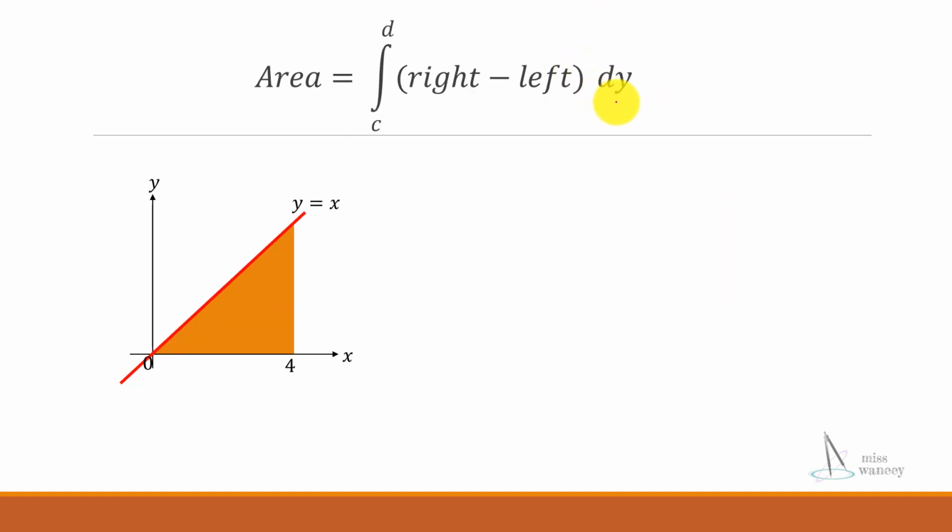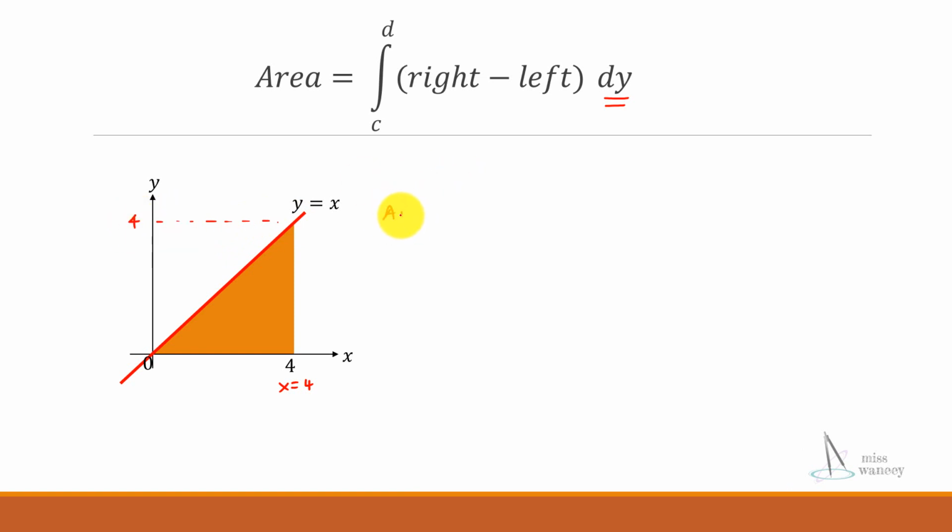Okay, so this is with respect to y. If we want to calculate the area with respect to y, then it should be the right hand side minus the left hand side. So c and d correspond to the values of y. For example, let's say this is the shaded region that we want to find. Now this is a line where we have x equal to 4. If this is x equal to 4, since this is y equal to x, this line is also 4.